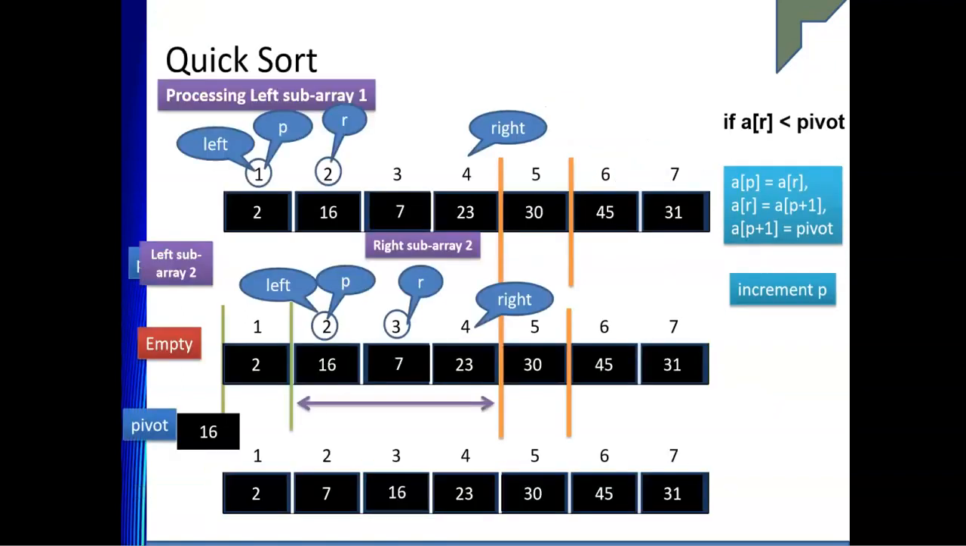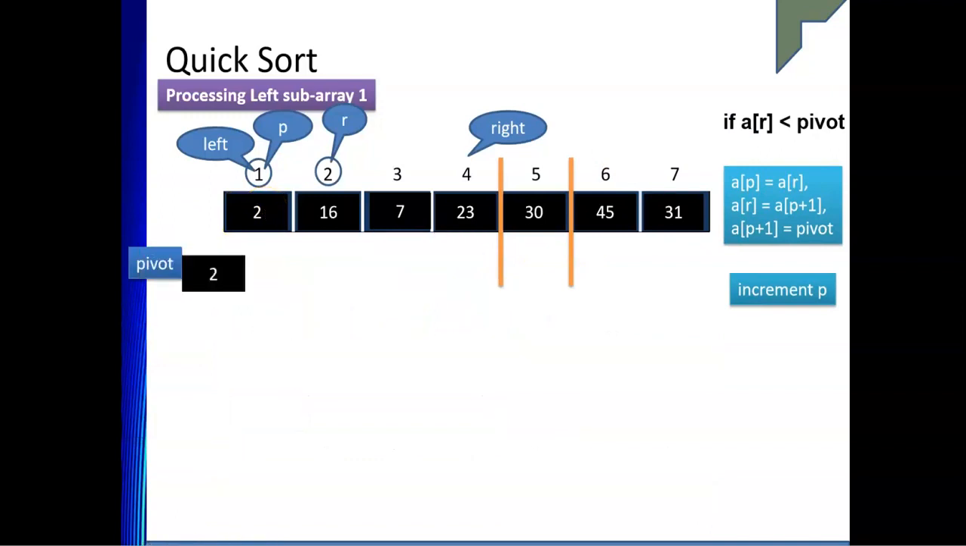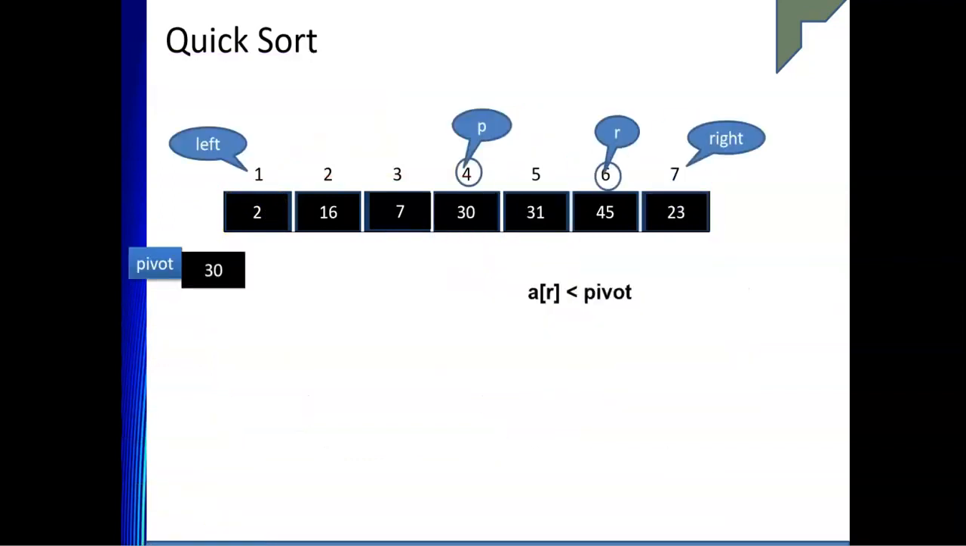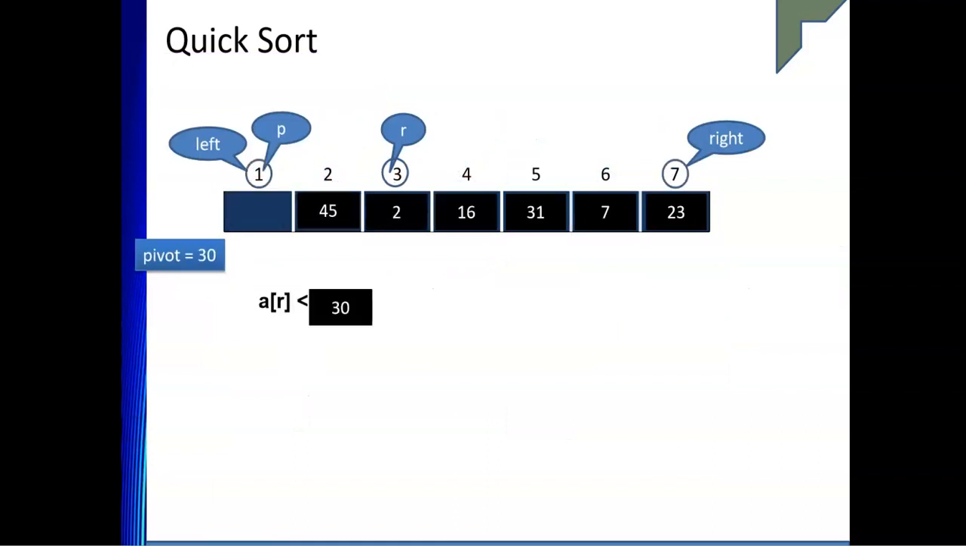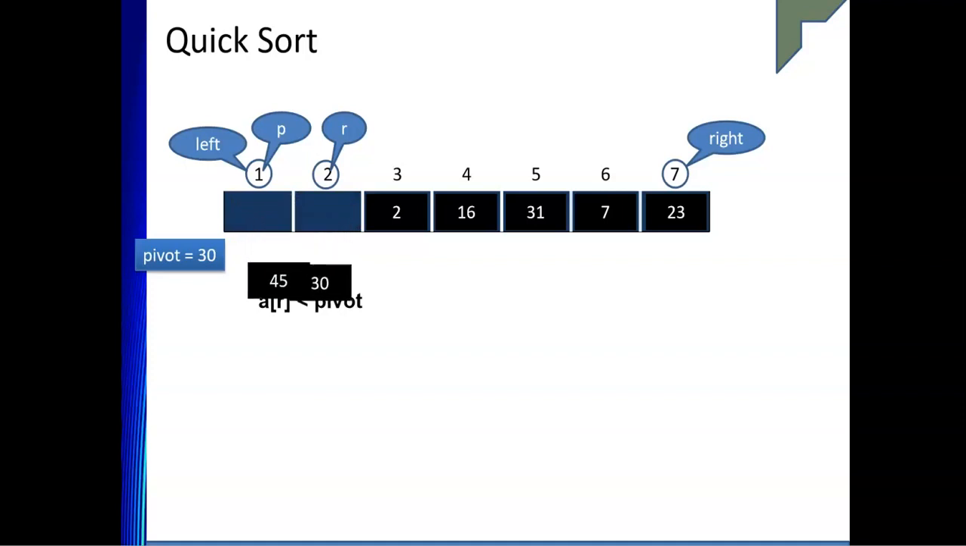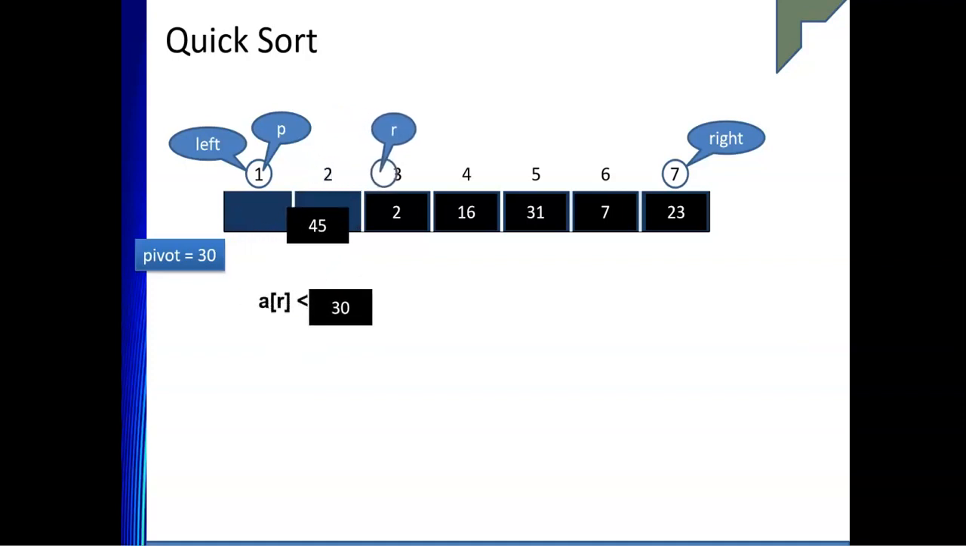Let me tell you one thing again. What exactly I am doing is, once I take the pivot element, if you go back, I will show you the beginning part. I take 30. I want all the elements which are to the left of 30 and to the right of 30. So now 40 and 45, nothing is happening.